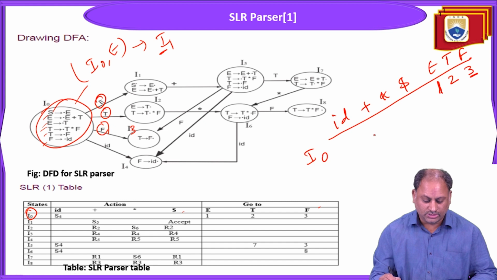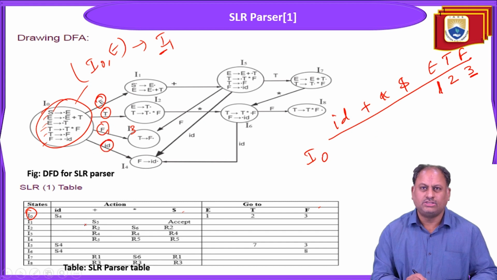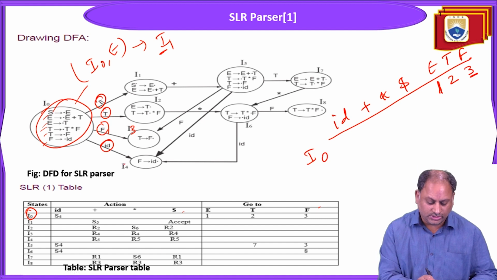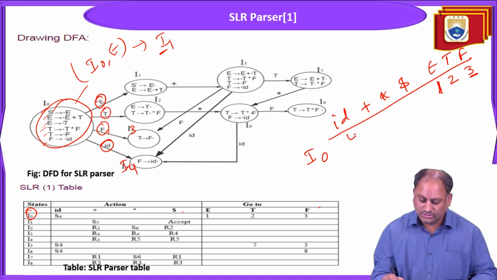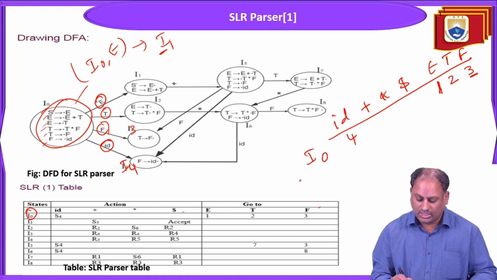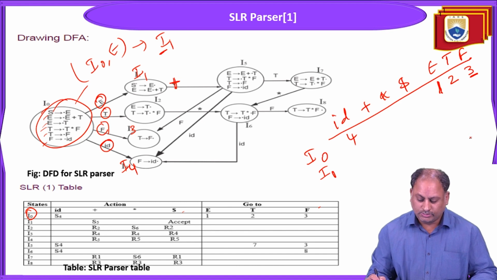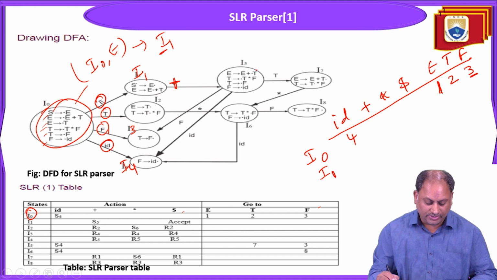Whereas if we come to the action part, what are the terminals? Here ID is the only terminal and it is reaching the state I4. So that's why in place of ID you have to consider 4. Like this, we have to write the remaining states. For example, if you take I1, here this is the state I1, and what is the operation? This plus operation, this plus operation moving to the state I5.